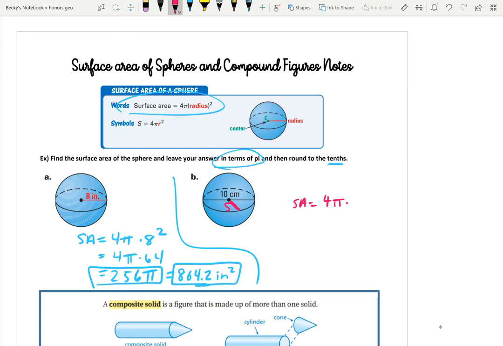And so my radius is 5. So 4 pi times 25. So it's 100 pi. And that's your first answer. So let's take 100 and times it by pi. And you get 314 centimeters squared.